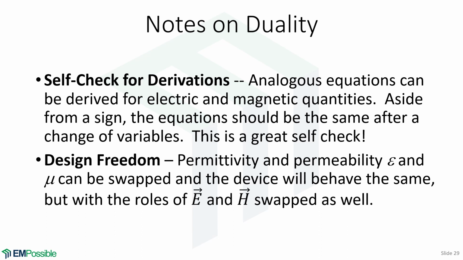The other one is actually a physical thing, some design freedom. If we're reading the literature and we see this really cool magnetic device, but you know what? We don't have materials that have that kind of permeability. Well, if we could find materials that have that same permittivity, we could build a device from permittivity instead of permeability, and it turns out that it would behave the exact same way, just with the roles of the electric and magnetic fields reversed.